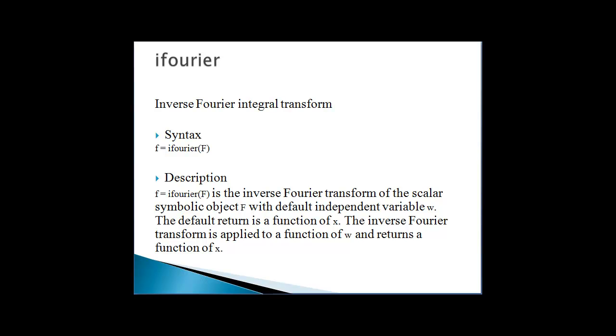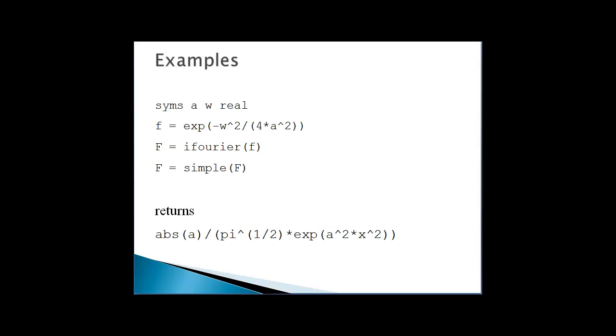Now coming towards the inverse Fourier integral transform. The syntax for it is ifourier of f. The inverse Fourier transform is applied to a function of w and returns a function of x, opposite to that of the Fourier. Here the function is in the w domain and returns the output in the x domain.